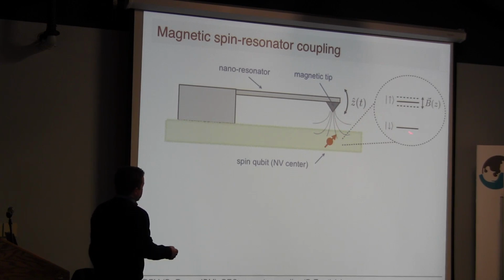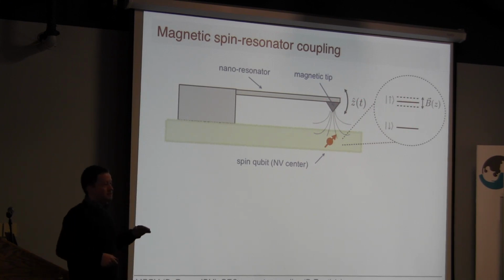And then simply looking at the two states of this center, they will be split by the magnetic field. And if this tip now moves up and down, the field will change, so there will be an oscillating Stark effect, Zeeman effect.